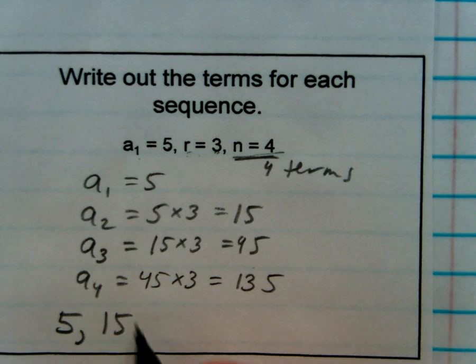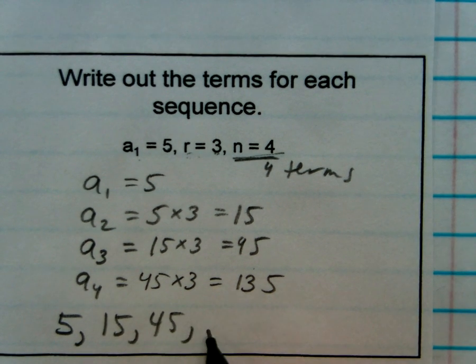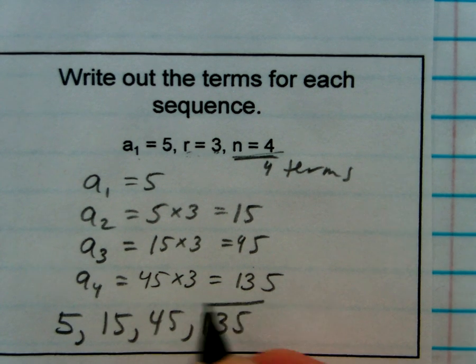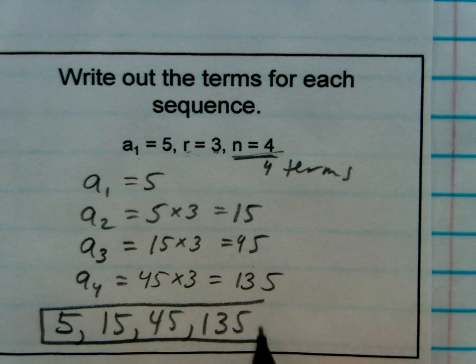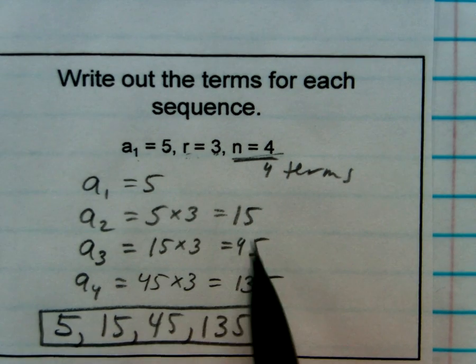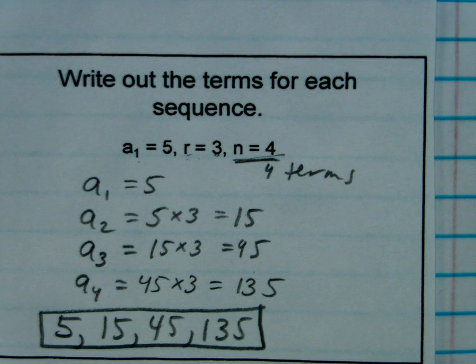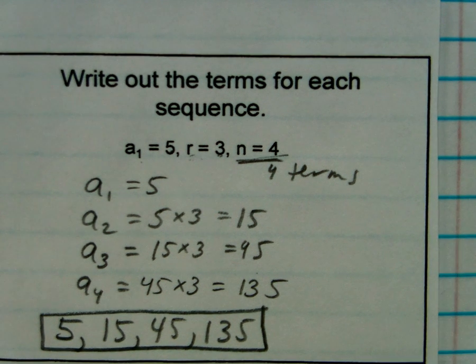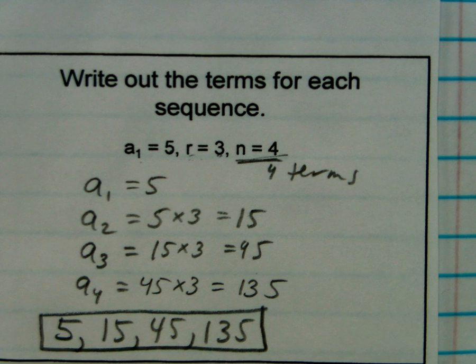5, 15, 45, 135. On the worksheet, there's not a lot of room, so if you just want to box those 4 numbers, I'm okay with that. It's still the first 4 terms. And we'll practice writing the formulas in a little bit. I'm just going to start off with simple stuff.